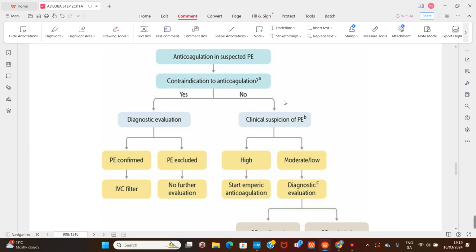Okay, so what I was saying was, once you check contraindication. Yes, contraindication.